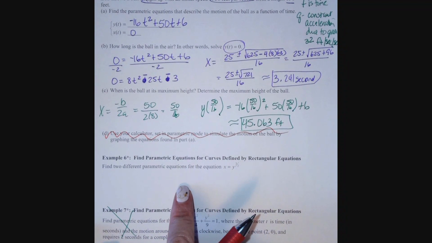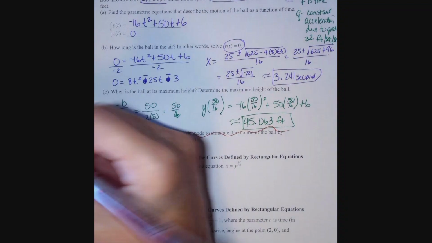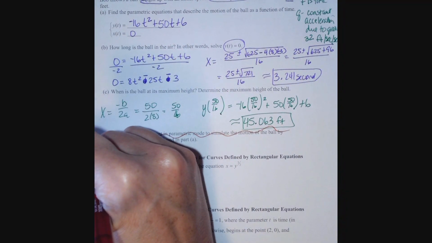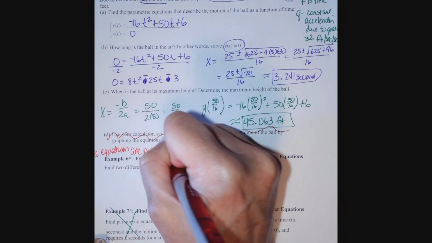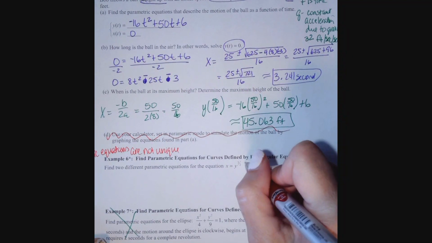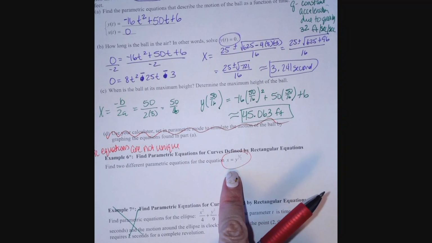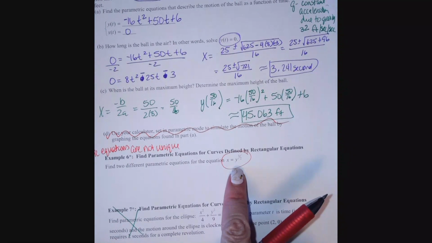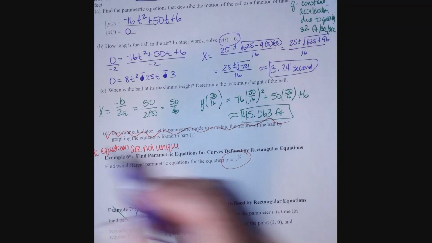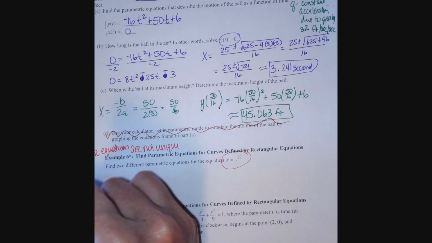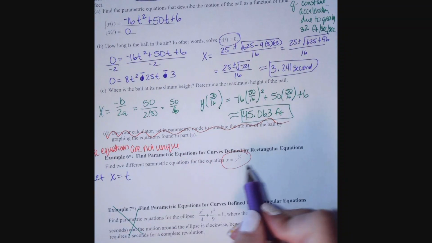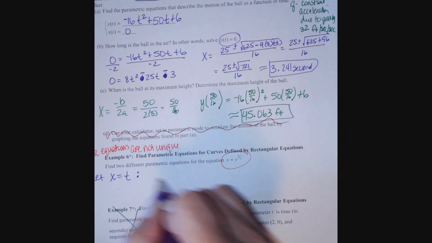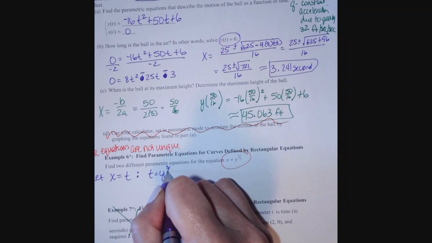Example number 6 emphasizes the fact that our parametric equations are not unique. So parametric equations are not unique. I'm going to find two different parametric equations for x equals y to the 3/2. Well, we're just going to pick a place to start. The place I'm going to pick to start first is to let x equal t. Well, if x equals t, then this becomes t equals y to the 3/2.